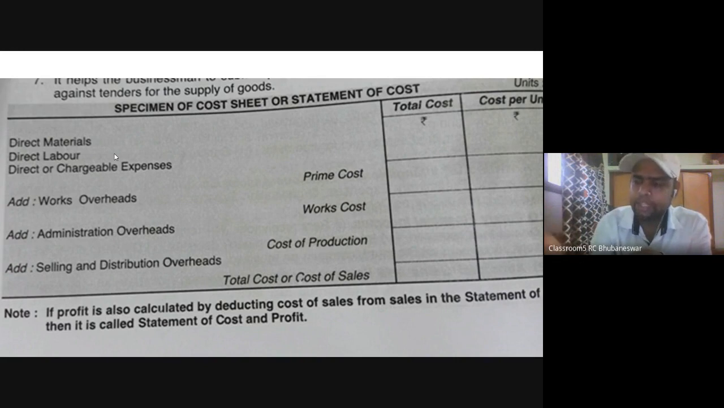Then if there will be profit, we will add and find out the selling price. But if total sales is given, then total sales minus total cost will give you the profit or loss figure.